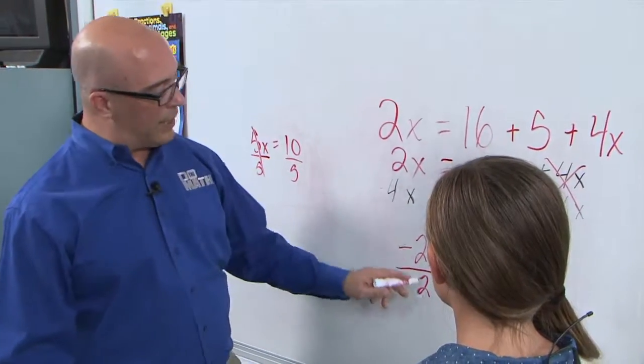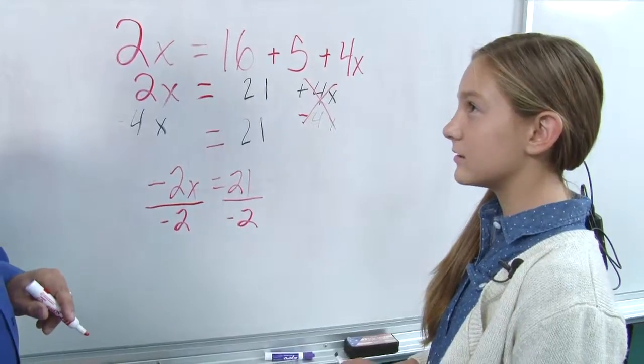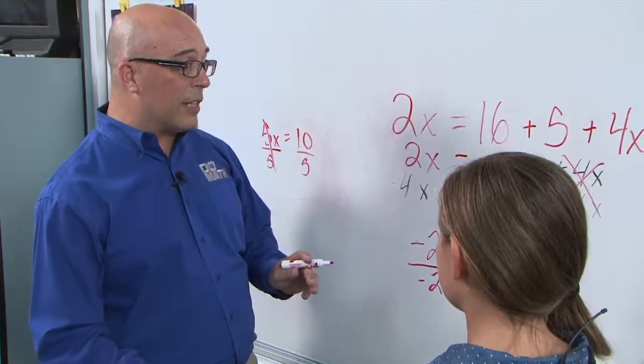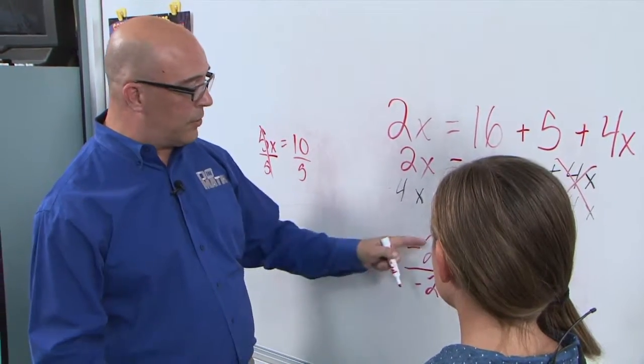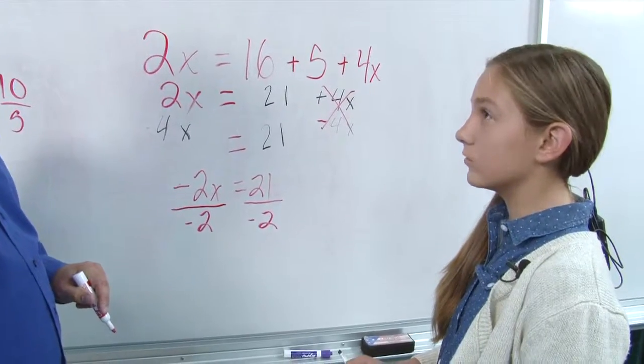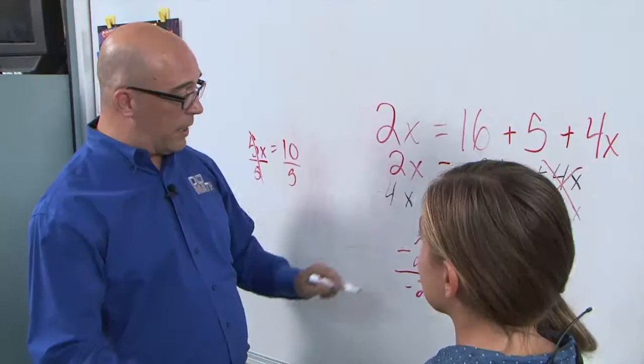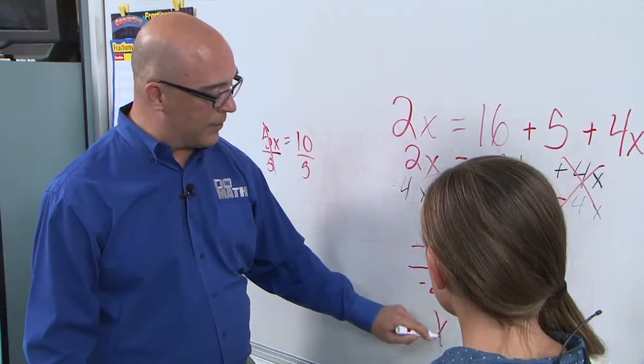So -2 divided by -2 is? 0. Well, no. They don't cancel out because we're dividing them now. What's 2 divided by 2? 0. Or 1, sorry. There you go, 1, right? So it's 1. So now we have our x.